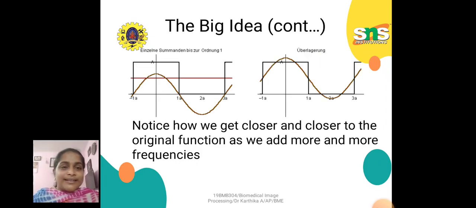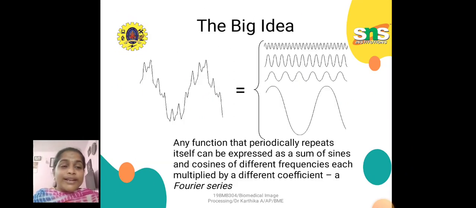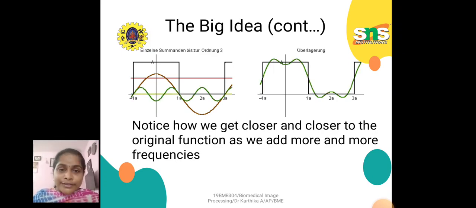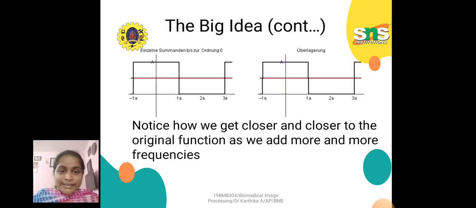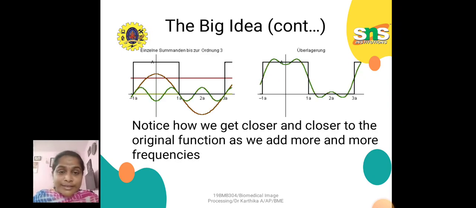Okay, here, notice how we get closer and closer to the original function as we add more and more frequencies. Because if the frequency is slow, we get the wider one. Suppose if the frequencies are high, we can get closer frequencies and closer waveforms. See the animation.